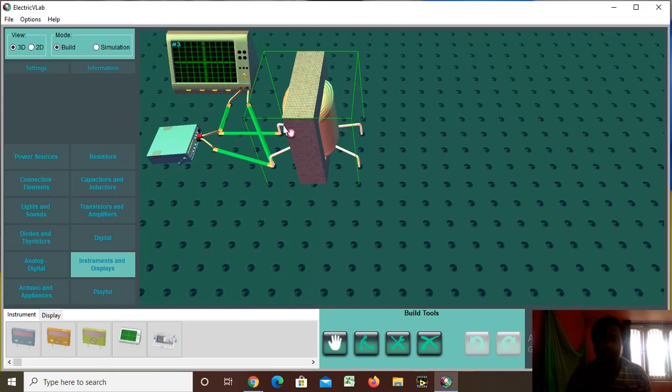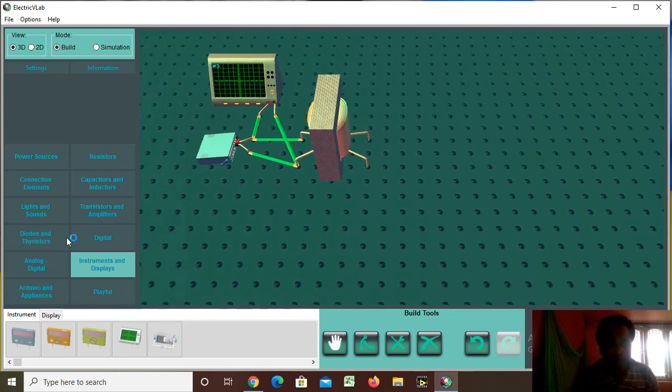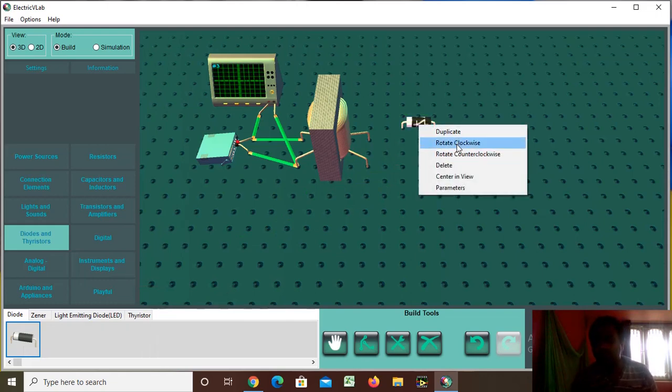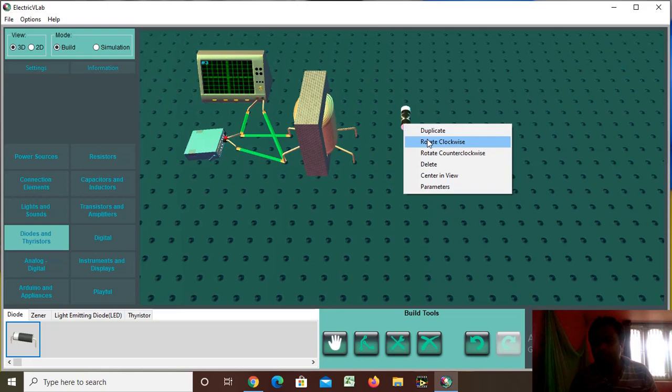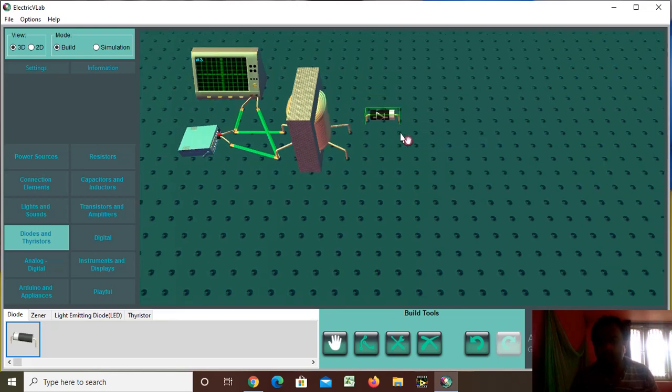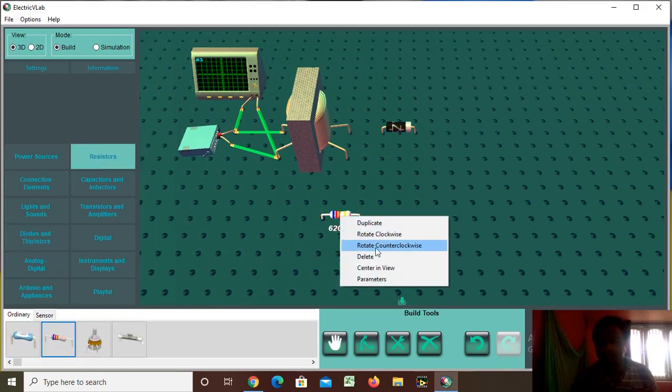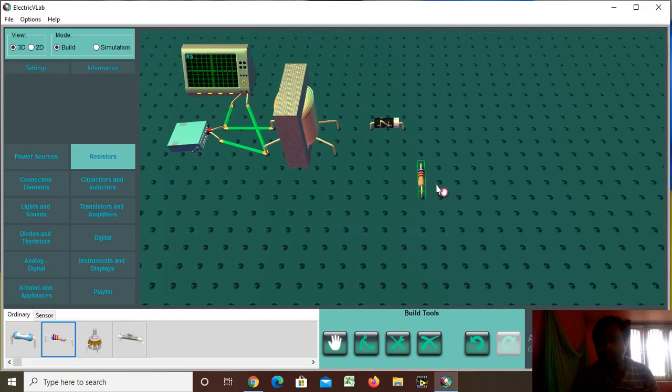So now let's build the circuit again. Now I need a diode. I'll zoom out and take a diode here. Let's rotate it, because I need a positive voltage. Now I'll give it some gap. I just need one load here. Let's take a load and put some value. I'll keep 620, anything is fine. Now I'll connect it.